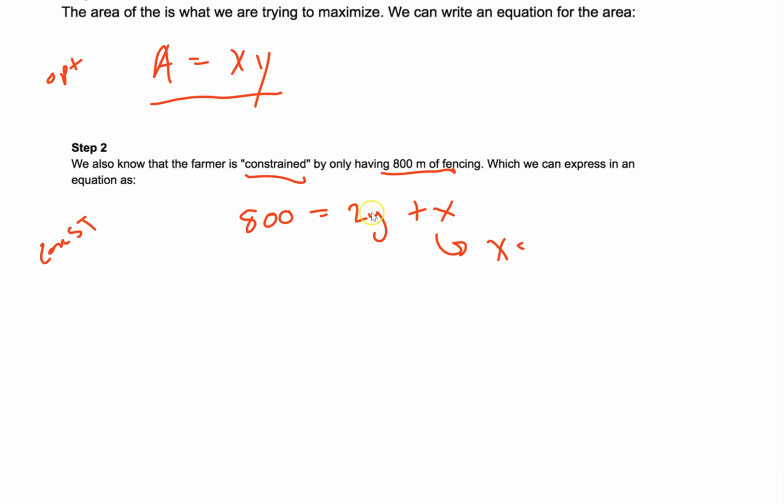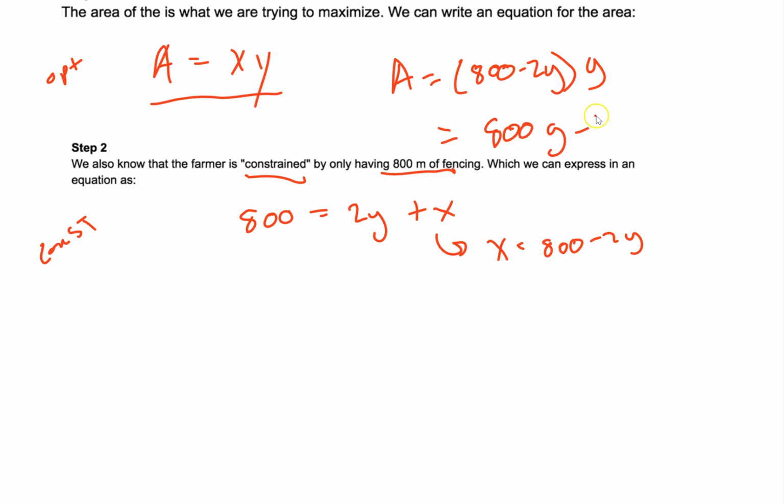So in this case, to solve for x, subtract the 2y. So you get 800 minus 2y is x. And we can plug it back into there. So my area is now going to be, instead of x, 800 minus 2y times y. If we simplify that, we get 800y minus 2y squared. So that's my area. 800y minus 2y squared.